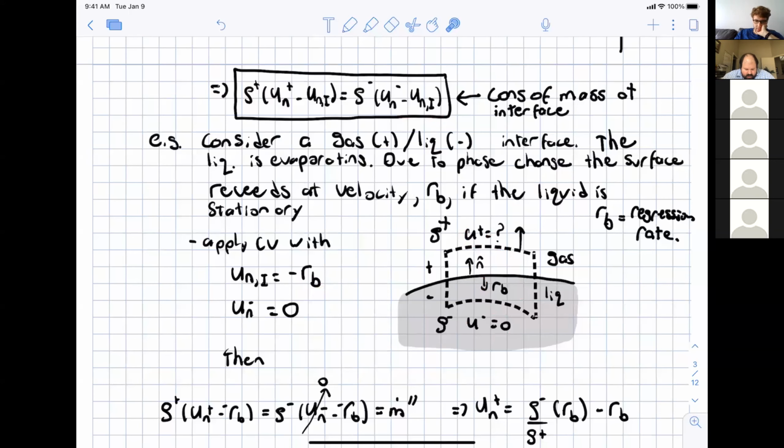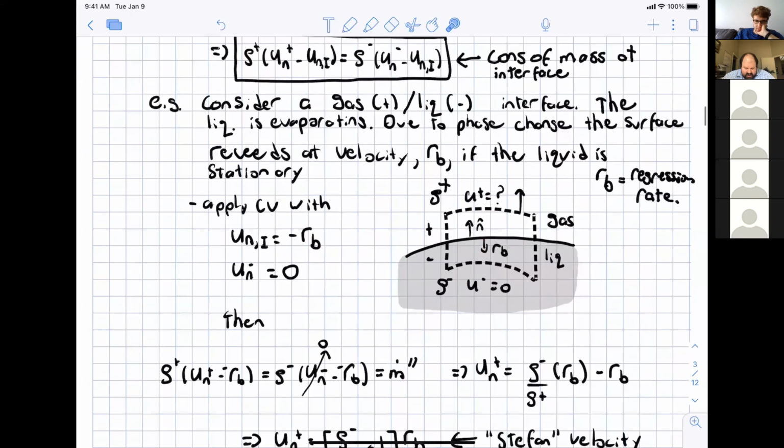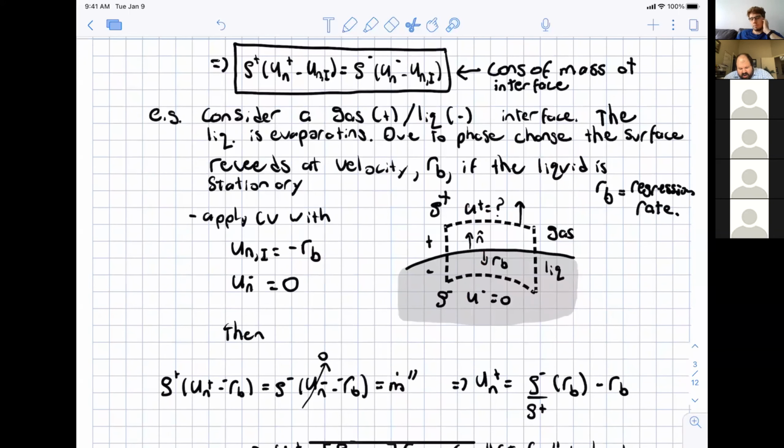So what we do then is we take our expression over here for the conservation of mass balance, and we then substitute in basically minus RB for the normal velocity. So we have minus RB. We substitute that into here and here. Okay, and we have that basically UN in the minus direction is 0, and we don't know what that is. So I'm just going to leave that alone.